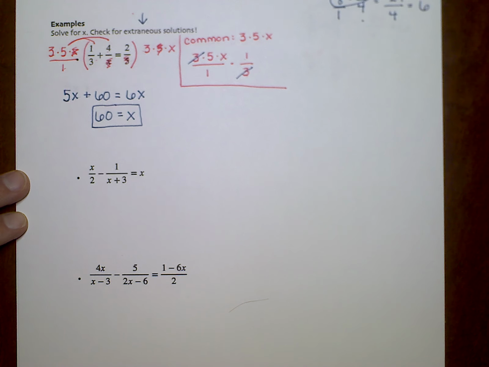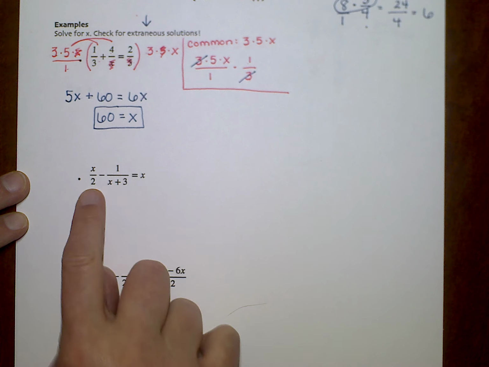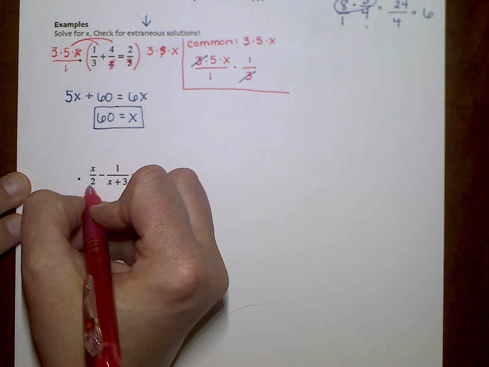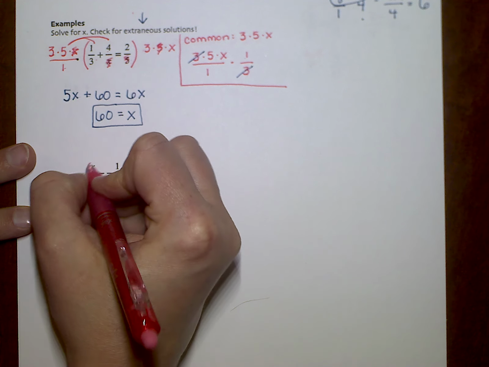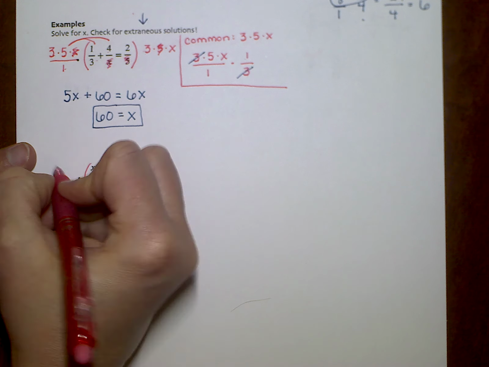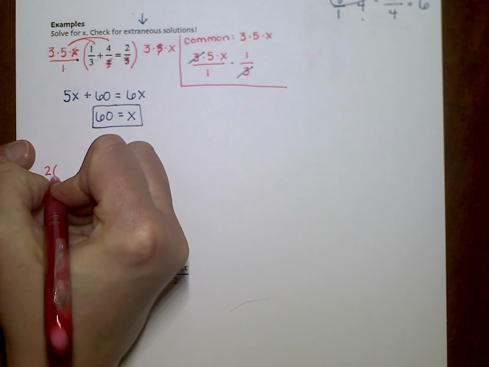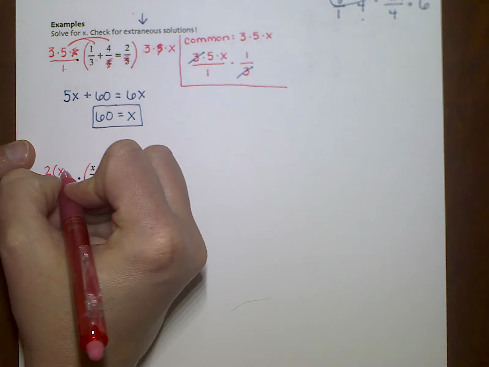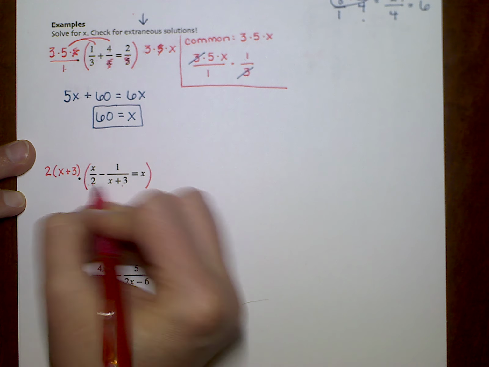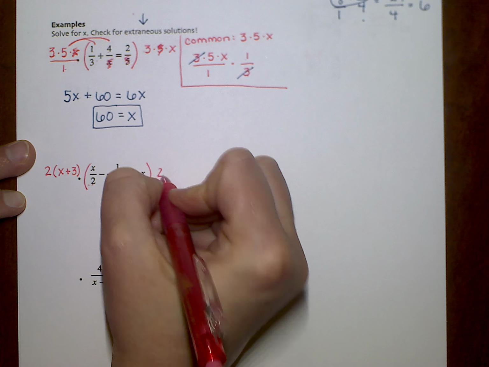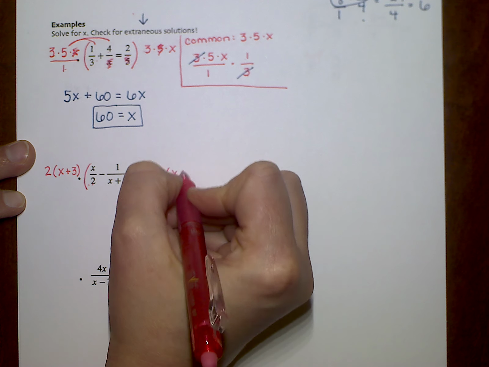Okay, so let's look at our denominators here. We have a 2 and we have an x plus 3. And this is technically a denominator of 1. That probably means I don't really need to worry about it, although I do need to multiply on both sides. So I'm going to multiply both sides by a 2 and an x plus 3, because that's what's going to clear this denominator or this denominator. And I'm going to do the same thing here. 2 times x plus 3.